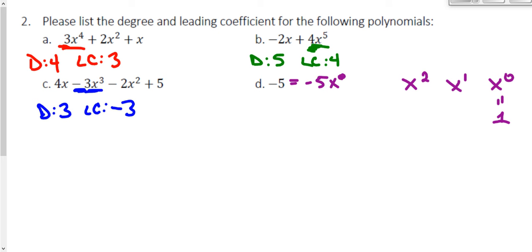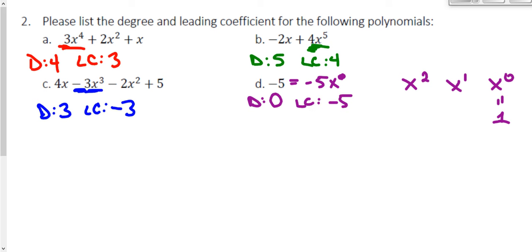So that means that my degree for this problem is the number 0, because that's how many x's I have. And my leading coefficient is the number that's in front of that x to the 0, which is the number negative 5 that we see there. Let's go ahead and try number 3.